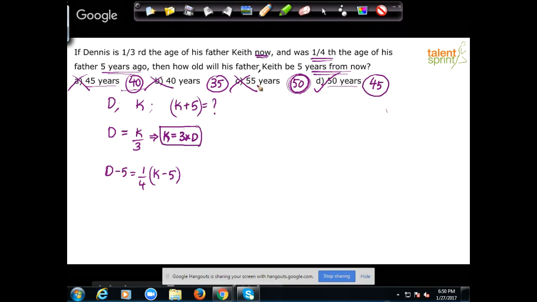Is 35 a multiple of 3? No, eliminated. 55. So K is 50. Is 50 a multiple of 3? No, eliminated. 50. So K is 45. Yes, 45 is a multiple of 3. Hence D is the answer. No need to solve the equations.